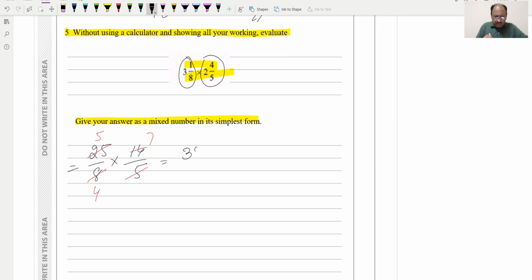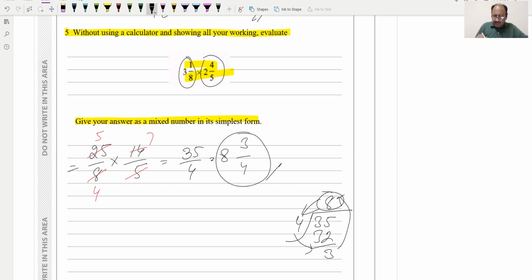Changing into a mixed fraction again, 35 divided by 4 will be 4 8s are 32, and the remainder will be 3. Now we can write this, and this will be 8 whole 3 by 4, and this will be the final answer.